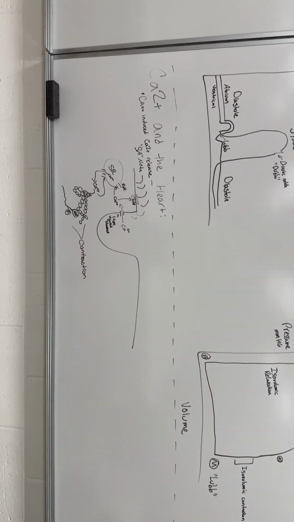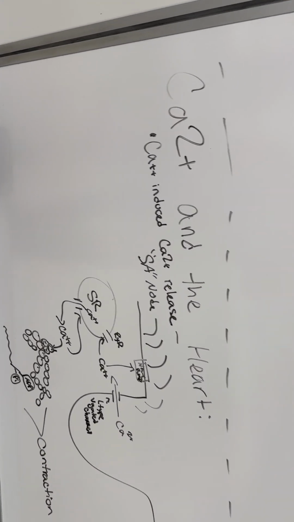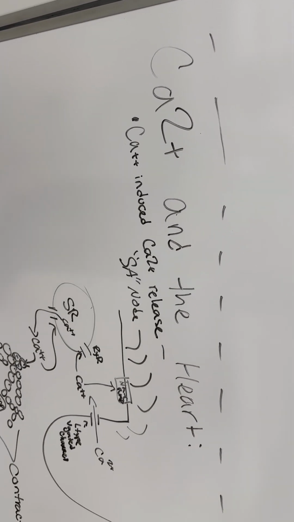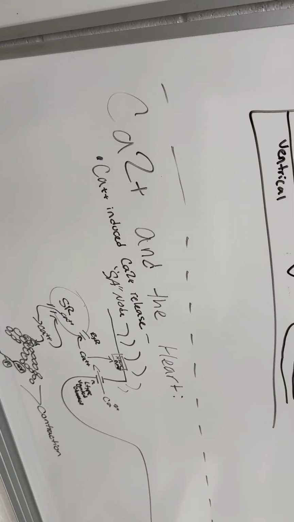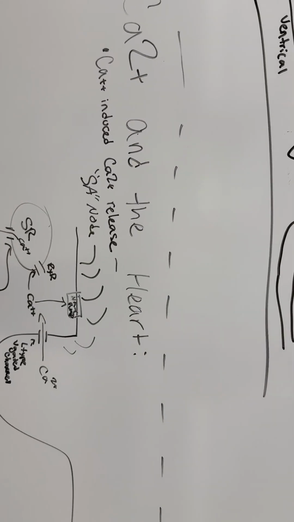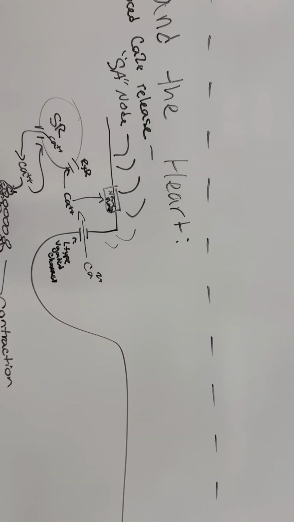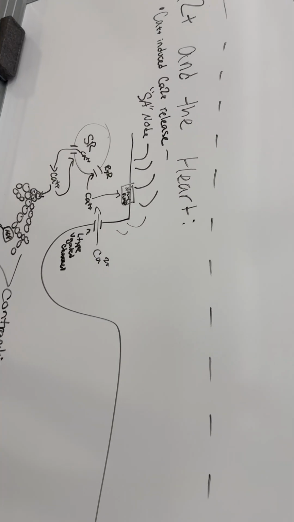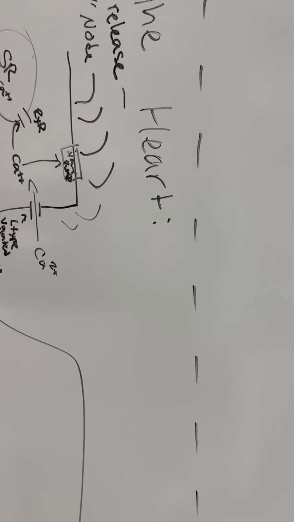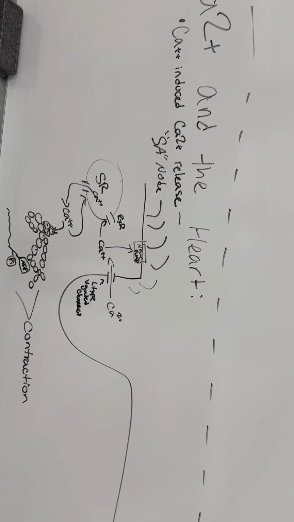All right, so that's the cardiac cycle. Now let's go over calcium and the heart. So the heart primarily uses extracellular calcium, and we have a mechanism in the heart called calcium-induced calcium release. So what happens is an action potential from the sinoatrial node is going to propagate down this T tubule. It's going to open up L-type voltage-gated calcium channels and allow an influx of calcium from the extracellular fluid into the cytoplasm of the cell.